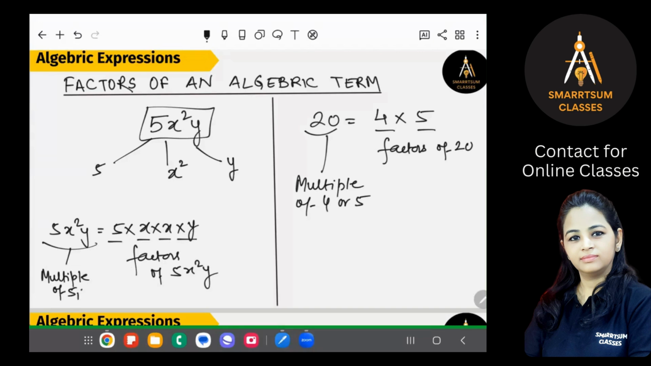Getting it? 5, x and y. Right? So there is a factor and multiple relationship between these. So 5x square y is an algebraic term. And 5, x, x and y are the factors of this term. Exactly in the same way as we have a relation between 4 and 5, which are the factors of 20. I hope everybody is getting it.